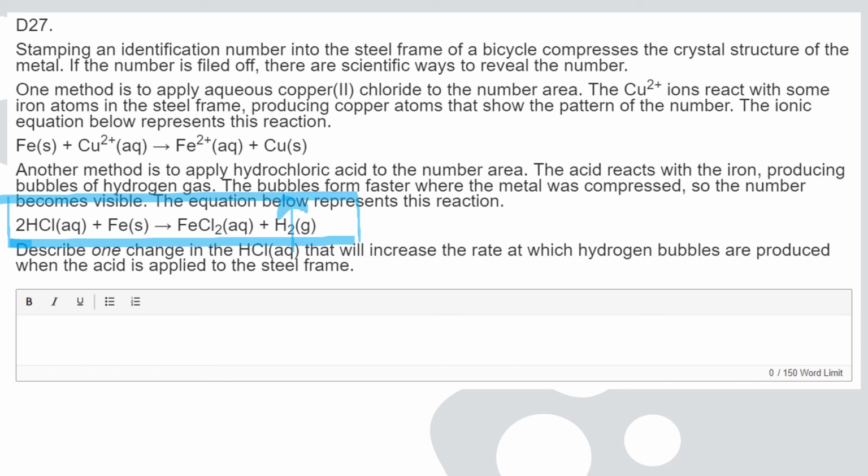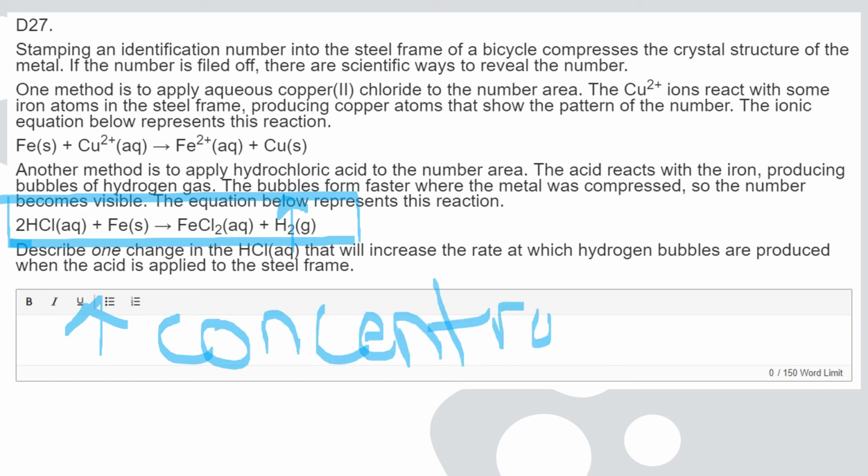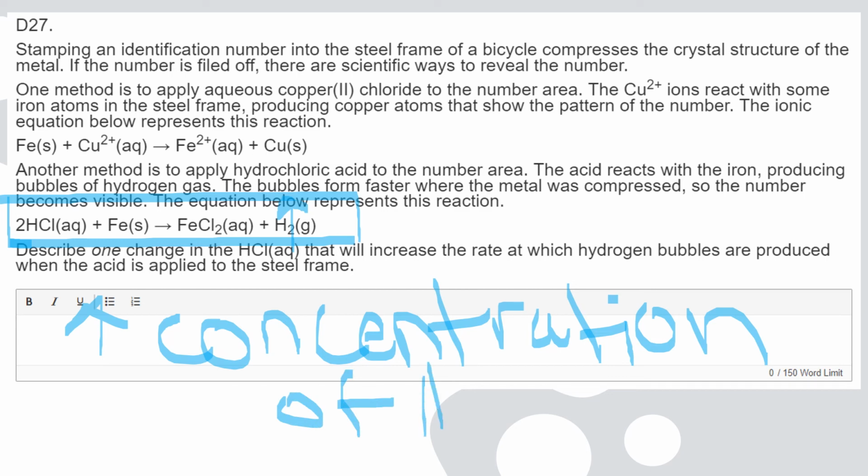Well, I could increase concentration of HCl, right? What else could I do? Temperature? Yep. I could also do something with gas. I only have gas on one side, so it's better to just kind of leave that out as an option. So increased concentration of HCl is key.